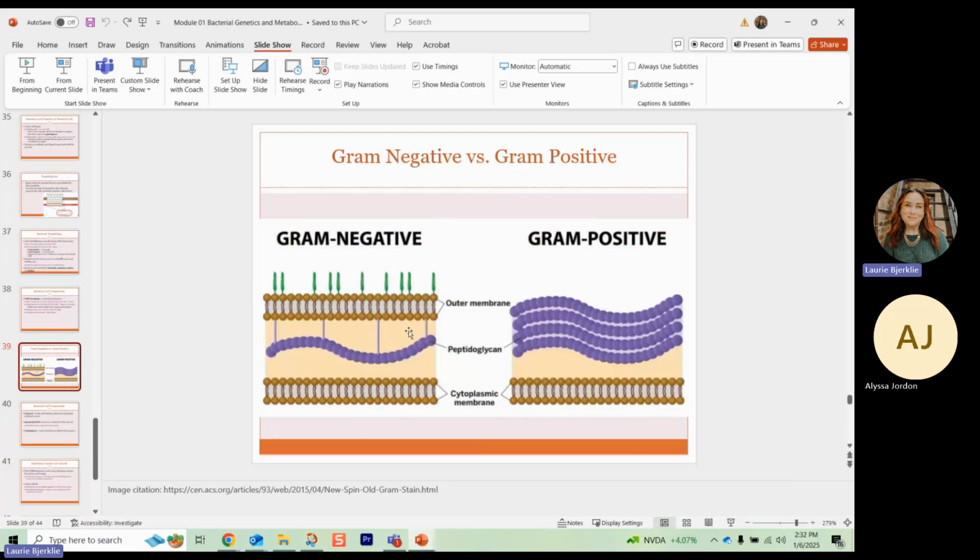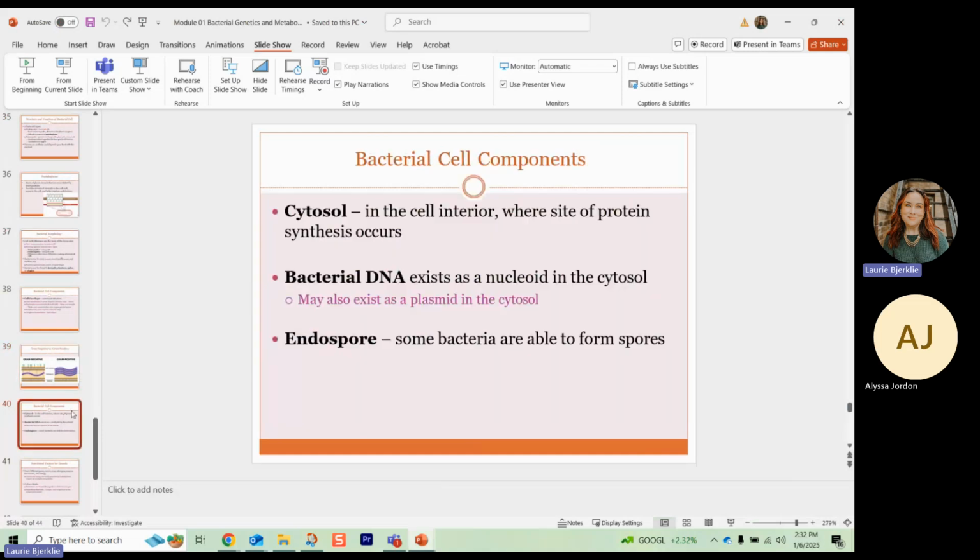So again, gram-negative bacteria will have this additional outer membrane on top, and then it will have the peptidoglycan layer, and then both have a cytoplasm membrane. So you'll see here, the gram-positives have a much thicker peptidoglycan layer, but no membrane on top of that. So that's kind of the primary difference between the two. And that's why they take up stain differently. So I think next week we get into the actual stain process. So we'll cover this again next week, but just kind of FYI.